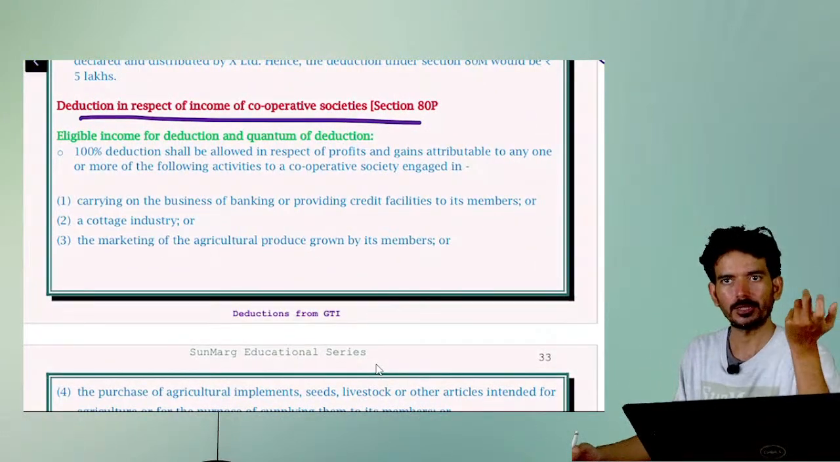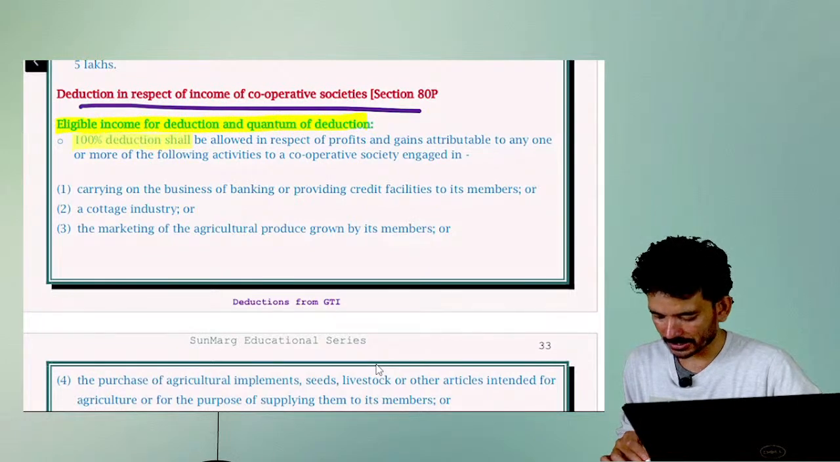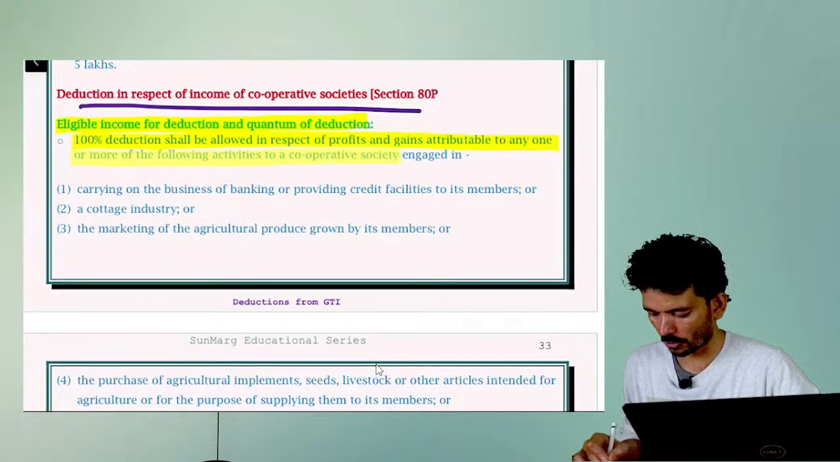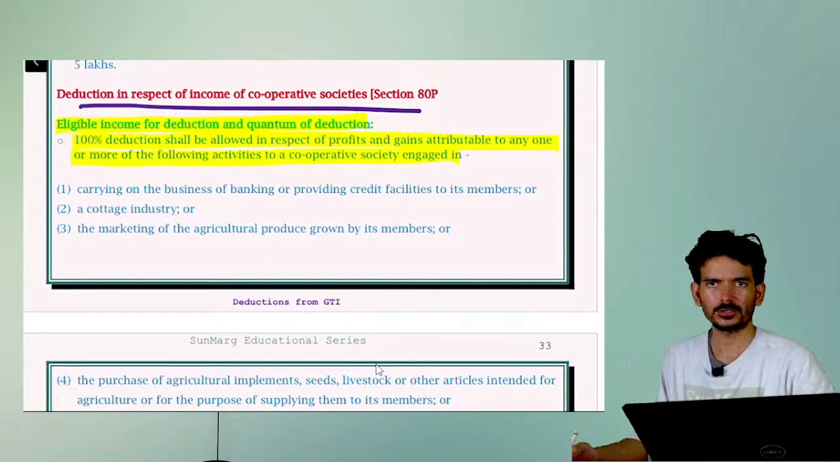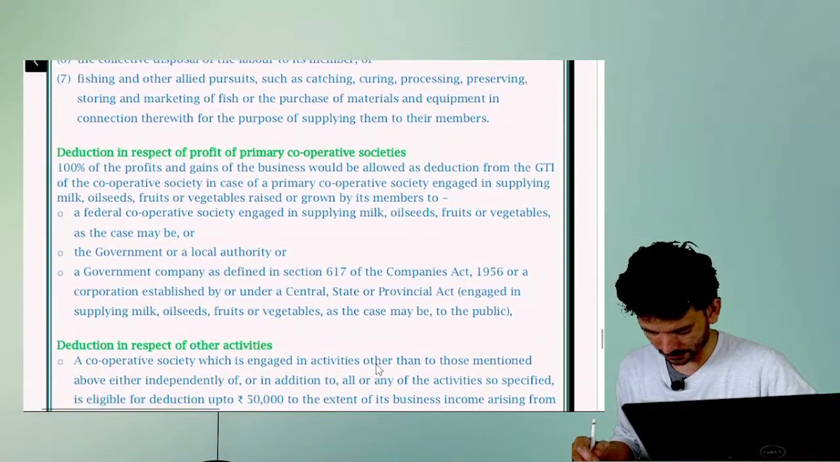Cooperative society is also the same thing. At a final level, this will be more applicable. Eligible income for deduction and quantum of deduction. 100% deduction shall be allowed in respect of profits and gains attributable to any one or more of the following activities of a cooperative society. For cooperative societies also, they have given a lot of benefits. I am not going into detail of it. I am just reading and going to the next one.